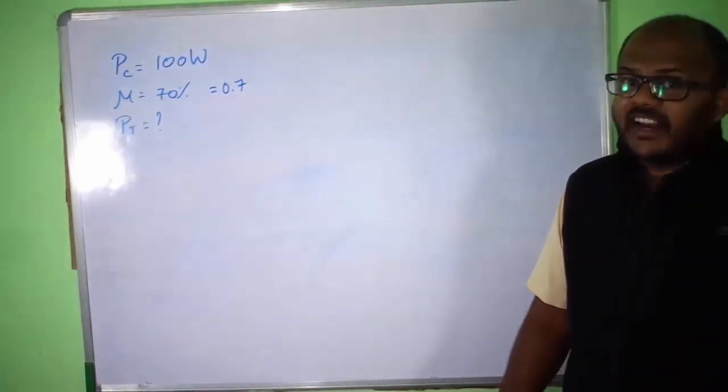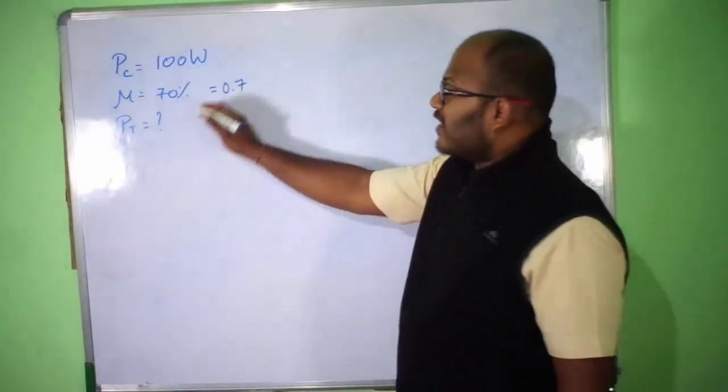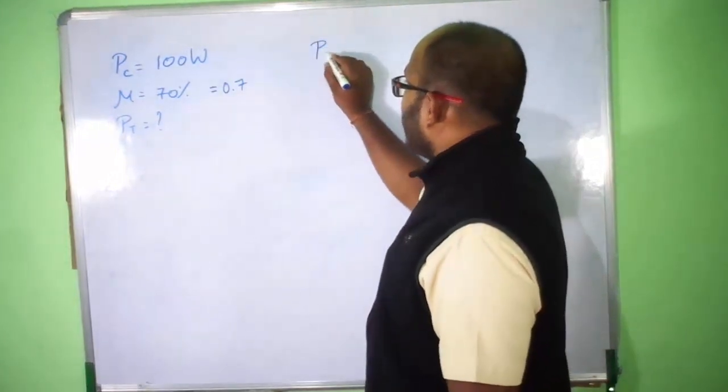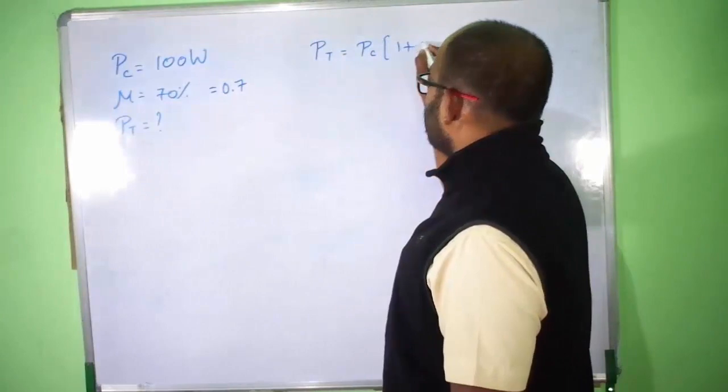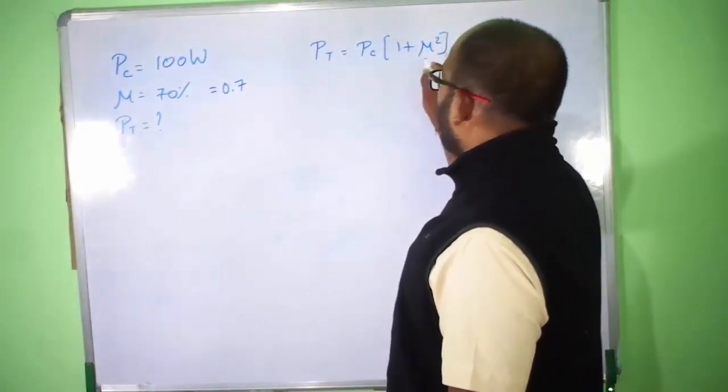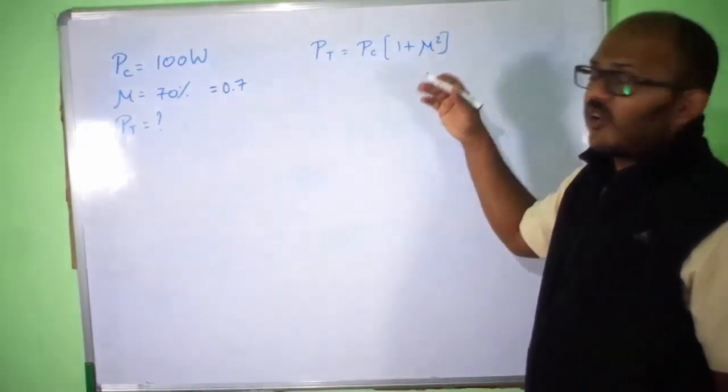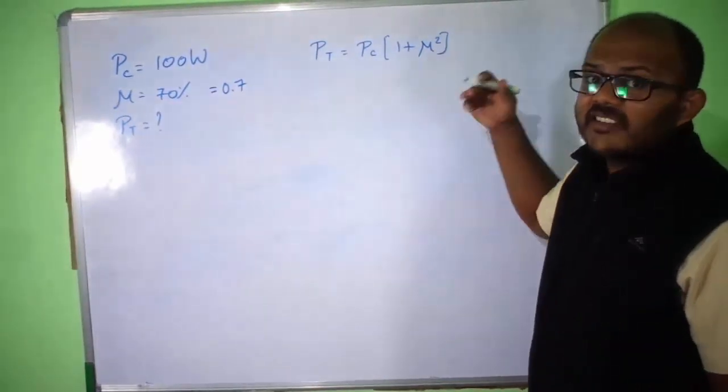is square or rectangular. When the carrier is square or rectangular, what is total power? Total power is given by PC into 1 plus mu square. When you are going to write by 2, when it is sinusoidal. When you are going to write by 3, when it is triangular.